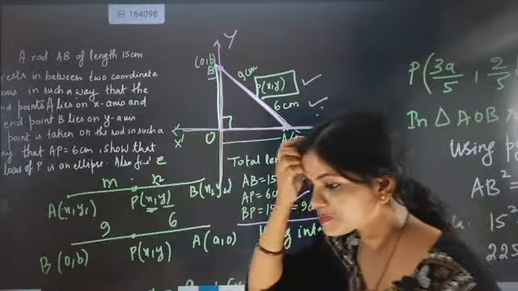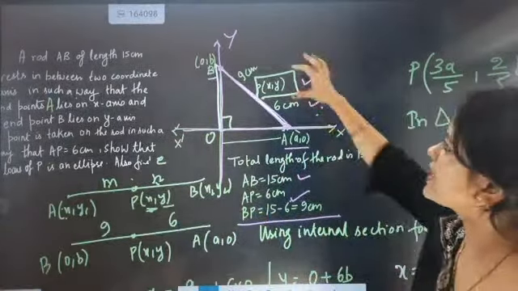Understood, Gautam? Understood, beta? So this will be coming as 9 centimeter.